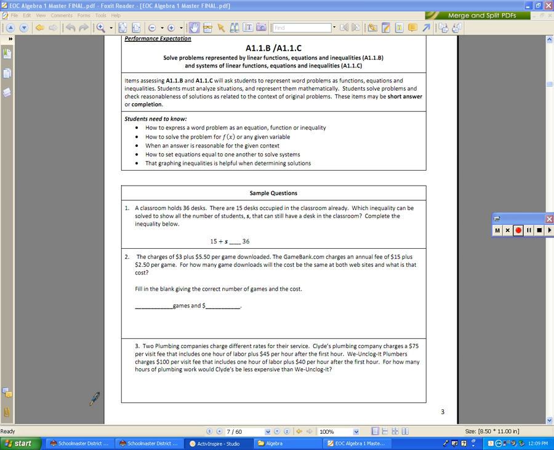Okay, so we have to figure out when they would be the same. So the equation that you would write for this would be $3 plus $5.50 a game, right? So what letter do you want to use for our variable here? X. So that would be $3 plus 5.5x. And what they want us to do is figure out when will that be equal to, what equation would I write for the game bank? 15, because that's what they charge, plus what? Plus 2.5x. Okay, excellent.